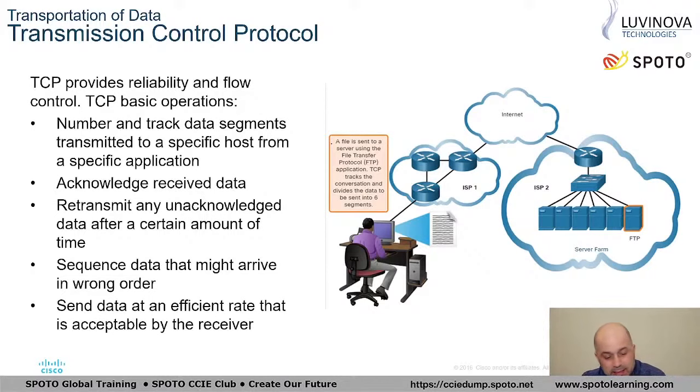Send the data at an efficient rate that is acceptable to the receiver. We talked about full duplex and half duplex. There must be auto negotiation in order to establish the communication channel.